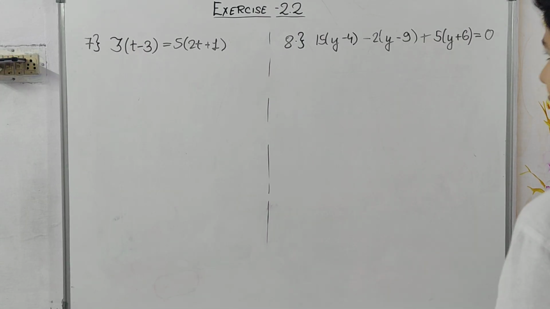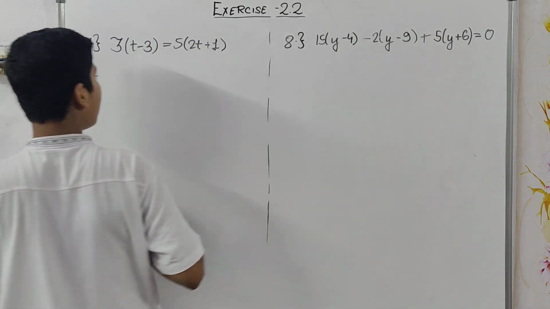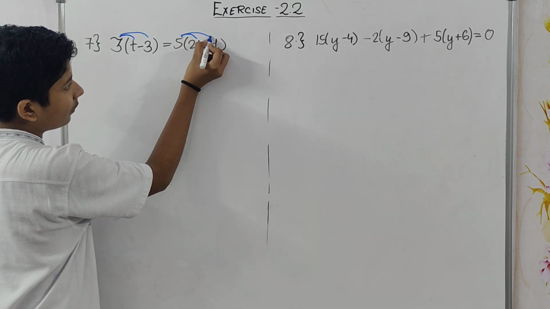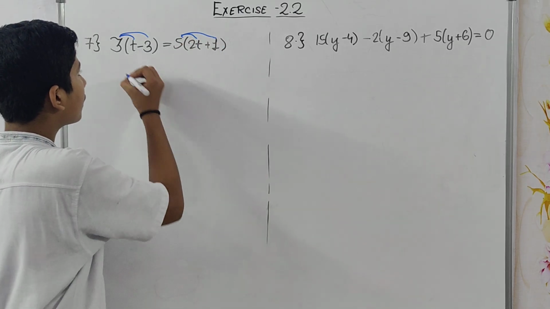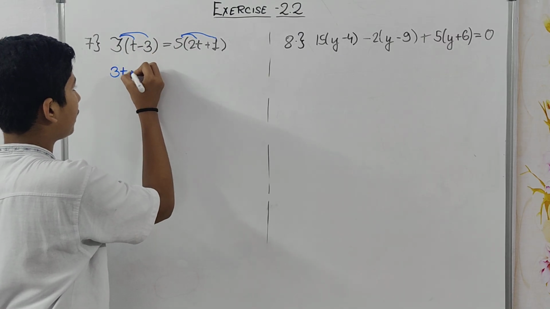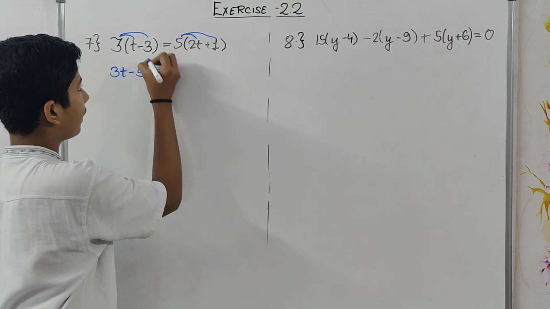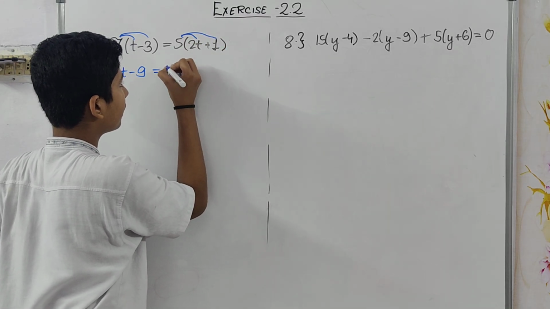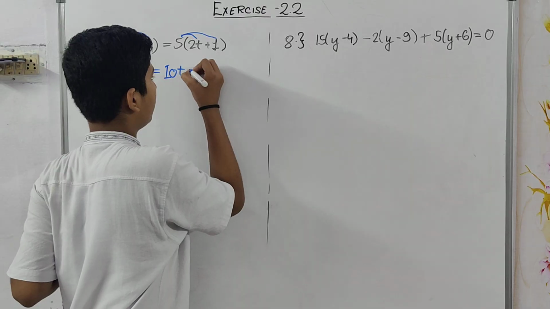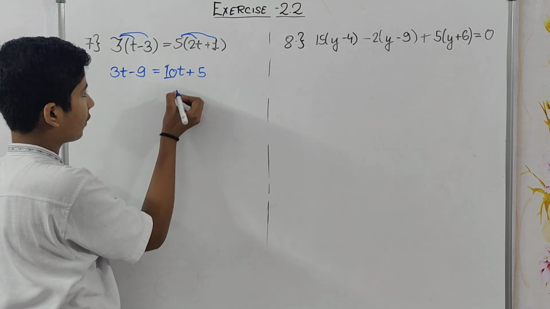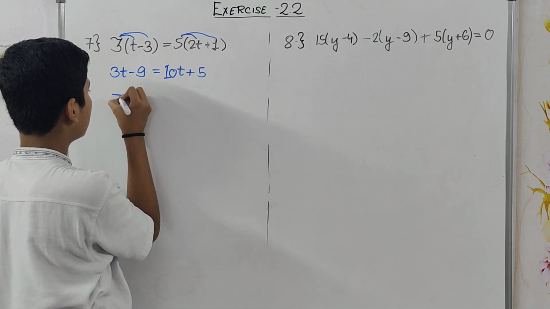Starting with the next question, here we just multiply with the brackets, we get the answer. Okay, so 3 into t will be 3t, 3 into 3 will be 9, the symbol will be minus, and 5 into 2 is 10t, 5 into 1 is 5. So minus 9 will go there, become plus 9.